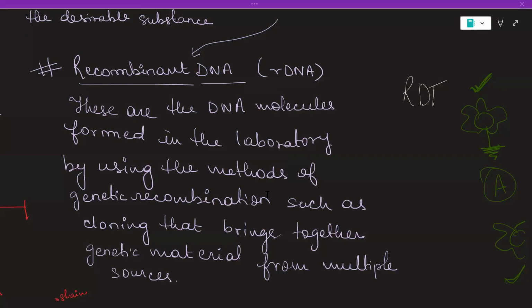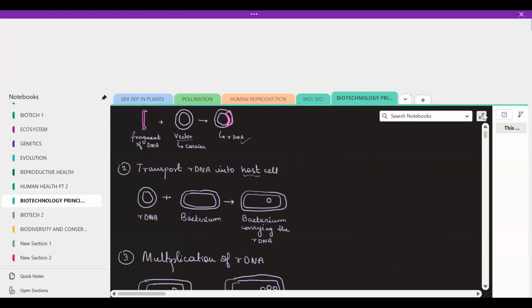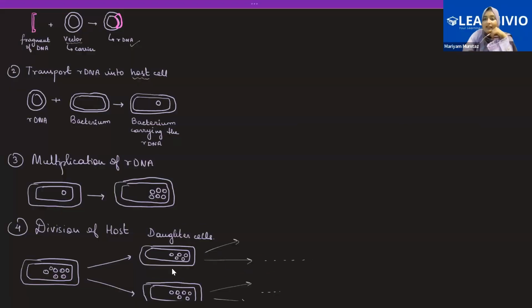So this was about the introductory part of biotechnology and its processes. Now the next thing: we're going to move forward and see how the whole cloning process is done. Like I told you, cloning is the technique wherein you take a foreign DNA and incorporate it into the host.